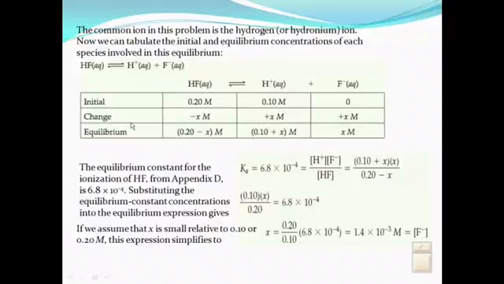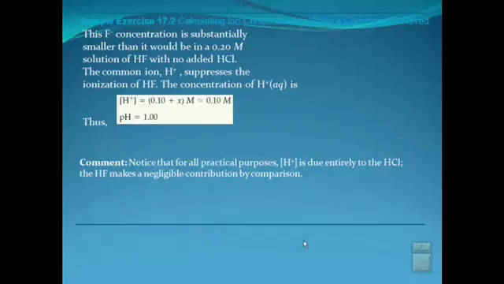Look back at the value of x. It was 1.4 times 10 to the negative 3. What is 0.1 plus 0.0014? It's basically, to 2 sig figs, or even 3 really, it's still 0.101 technically. So very, very slightly changed.